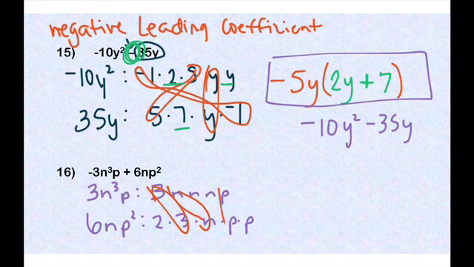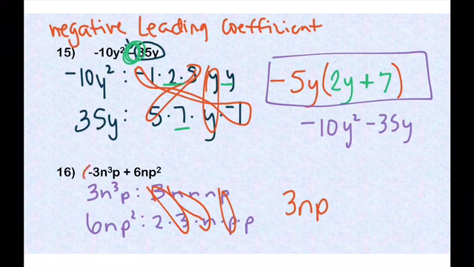I've got 3np, so 3np. But you need to remember that since you've got a negative leading coefficient, it's going to have to be negative there. Okay, if you don't take out the negative with it, it's just not correct. It's just not how it's done. It's kind of like the standard form thing.